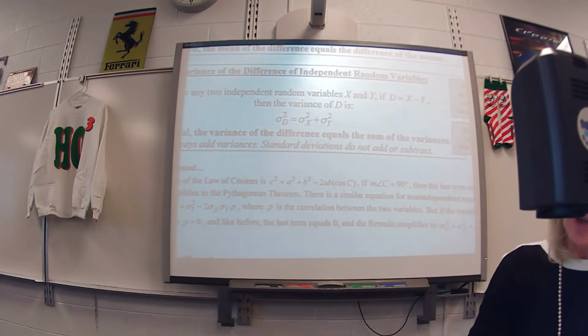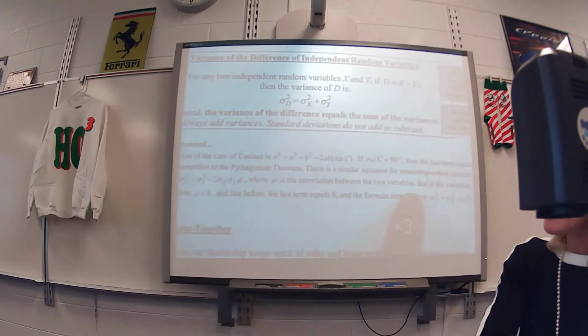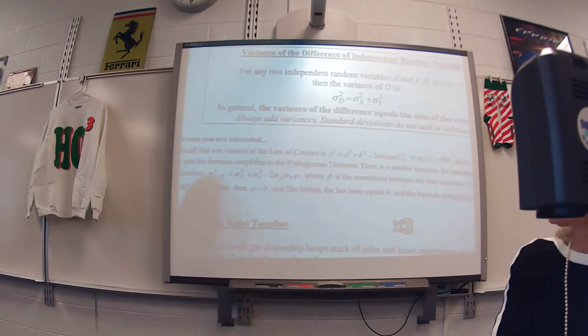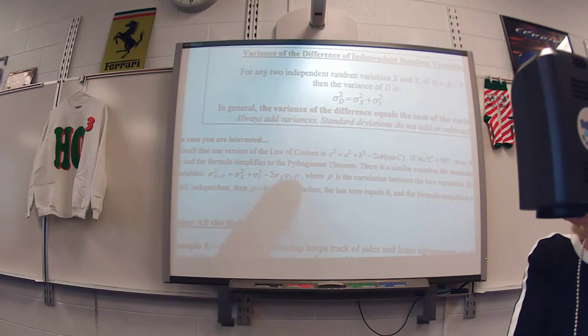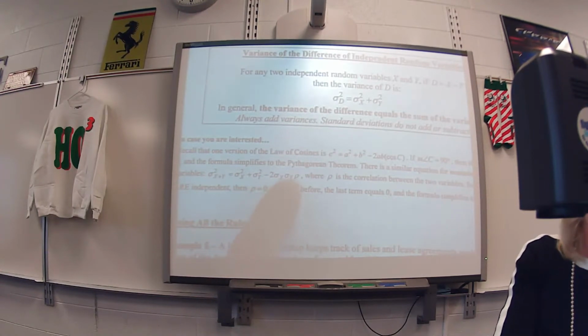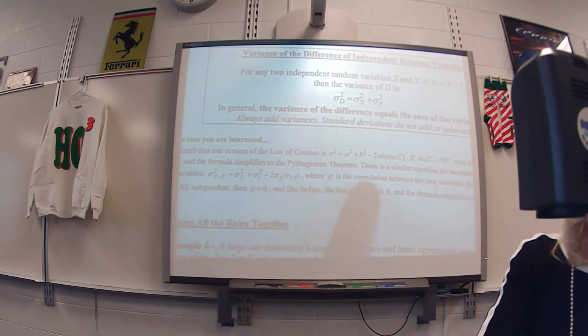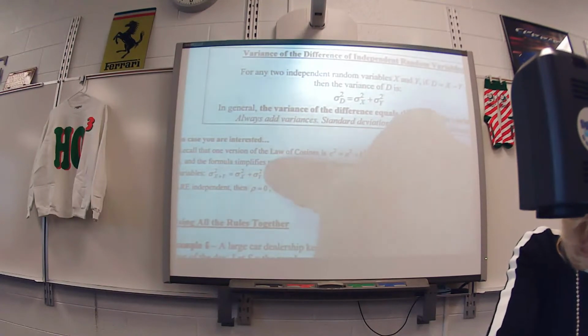There is a similar equation for non-independent random variables, and it looks like this. The variance equals the variance plus the variance minus, okay, what is all this mess? Okay, you guys have seen, I think it's rho, right? I think you guys have used rho in physics, okay? So rho is the correlation between the two variables, but if the variables are independent, then there is no correlation, and that disappears and it falls out, okay?